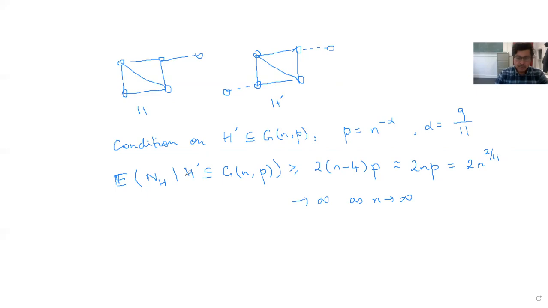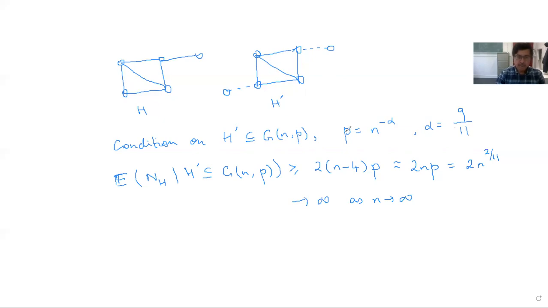So the upshot is that it's very unlikely that there's a copy of H prime in G(n,p). The probability of this happening tends to 0 as n goes to infinity. But if there's even a single copy of H prime, then there's a huge number of copies of H, because you can extend H prime to H by adding one vertex and one edge. And there are n ways of choosing this vertex. And then that edge is present with probability p, and n times p is tending to infinity.